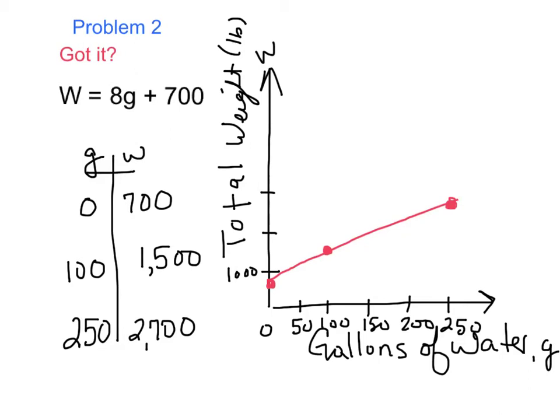So now let's look at B. What is the weight of the spa when it is empty? Well, if it's empty, how many gallons of water is in it? 0. And what is the weight when it's at 0? It's at 700. So answer B would be, the weight would be 700 pounds.